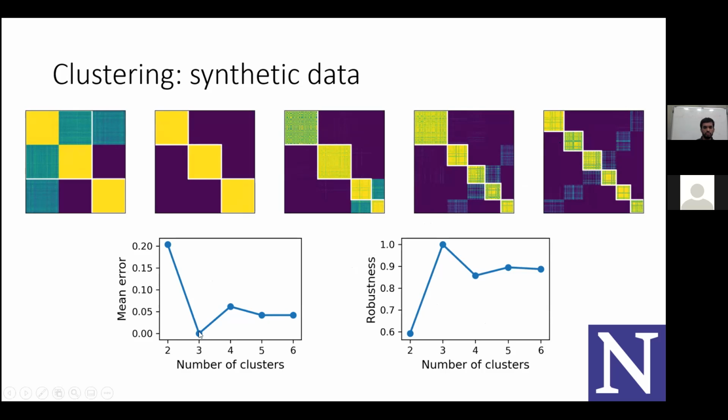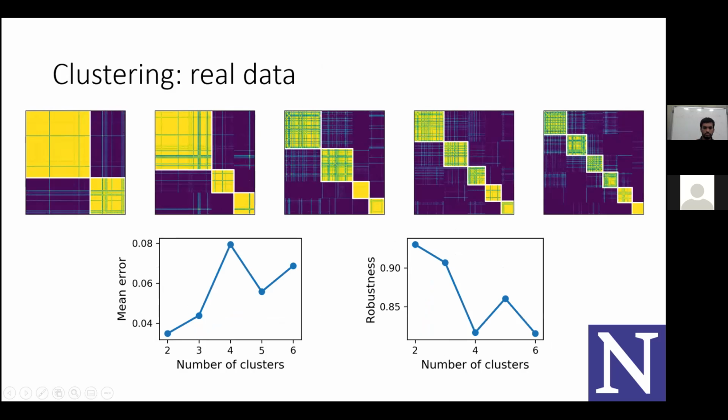And so the error is 0 for 3 groups, which is great. That's what we want. And then you can look at how that error varies for the number of clusters. And the robustness is at a maximum for 3 groups. And then the real data, the error is at a minimum at 2, and it is most robust at 2. It's also fairly robust at 3. So maybe it makes sense to consider 2 groups. Maybe it makes sense to consider 3. 4, 5, and 6, your robustness starts to tail off more and more.